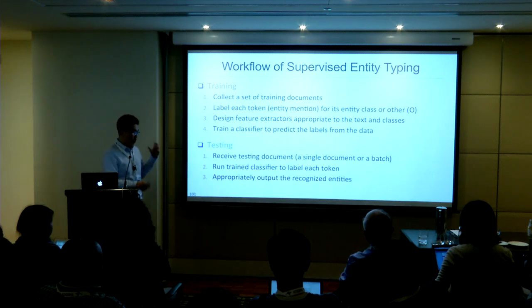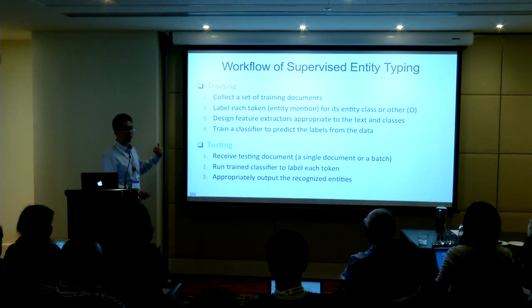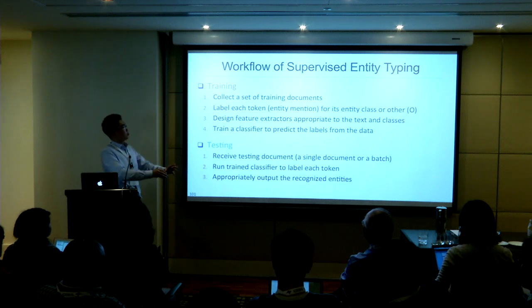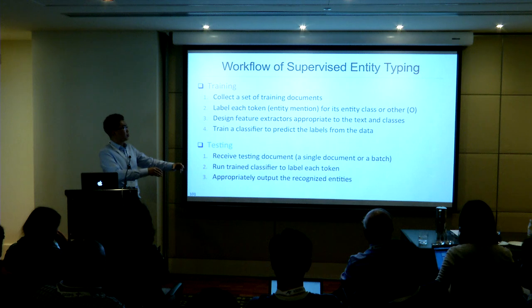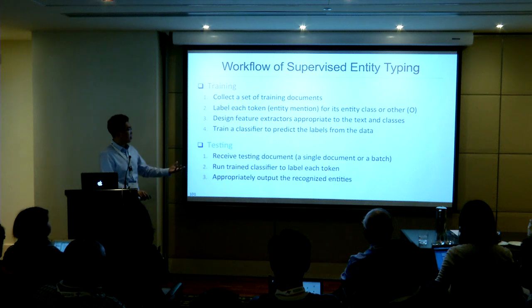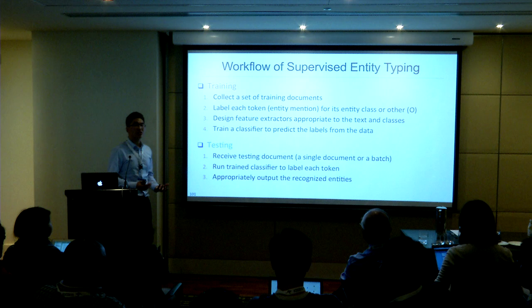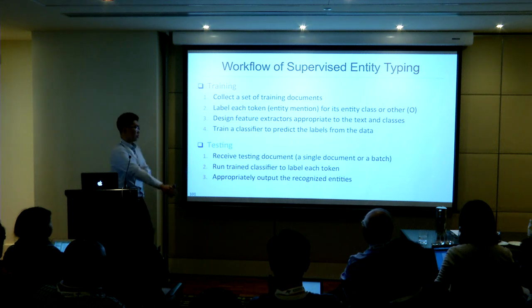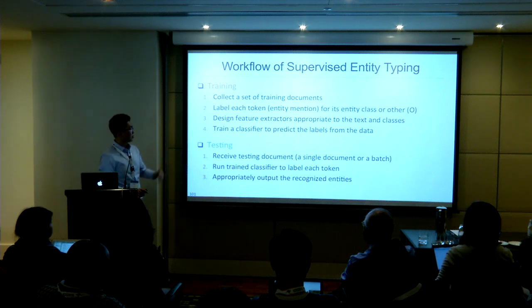All of these supervised methods share this training and testing framework, like whatever we learn from a machine learning textbook. We collect a set of training documents, and we put labels back into the corpus, meaning that we label each token or entity mention by its entity type, and we extract the features surrounding them, and we train the classifier. Later on, when you have new testing documents coming up, either a single document or a text corpus, we just need to run this classifier to label each token or entity mention and output the results.